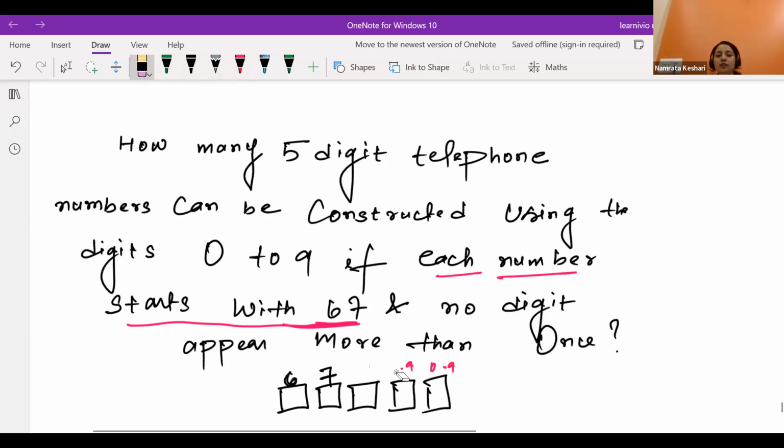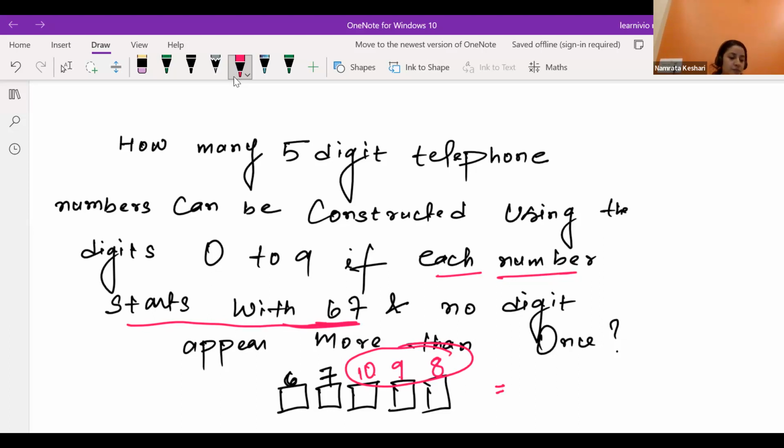So in the first blank space, how many possibilities do we have? To fill the first blank space, we can fill a number from 0 to 9. In total, 10 possibilities. Here we'll be left with 9, here we'll be left with 8. So basically we will not think about the 6 and 7. We will just multiply 10 with 9 with 8, and we will get the total number of possibilities. Is it clear to both of you?